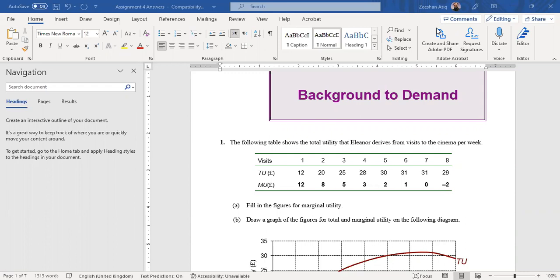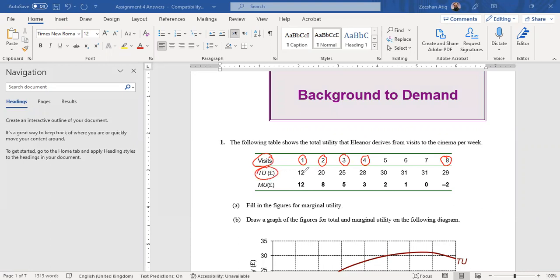The first question reads, the following table shows the total utility that Eleanor derives from visits to the cinema per week. Now, if you look at this table, you have got three rows. The first row represents the number of visits, for example, 1 visit, 2 visits, 3 visits, 4 visits, and up to the 8 visits. The second row shows the total utility in sterling, for example.